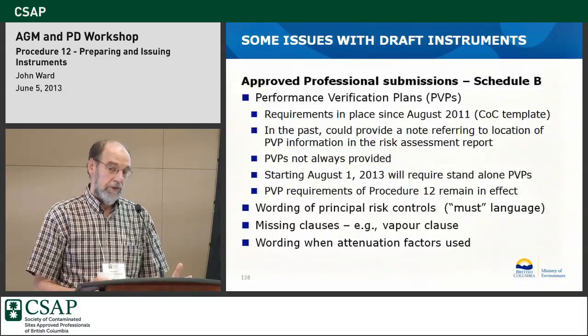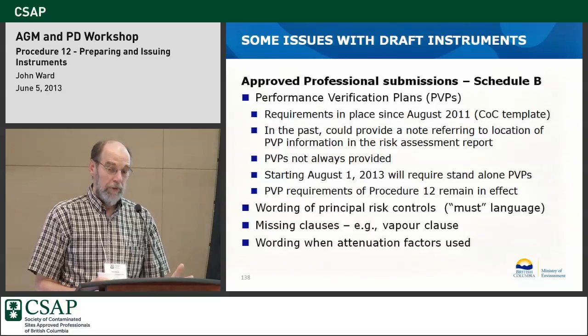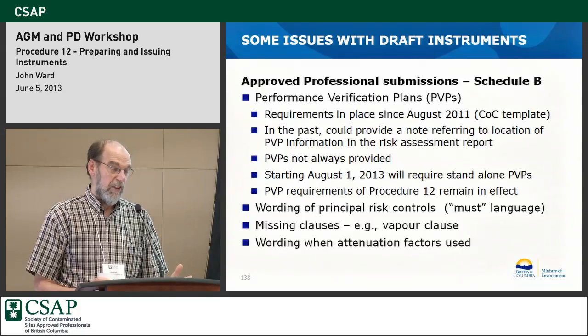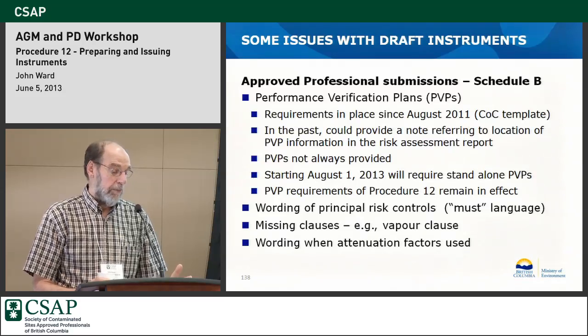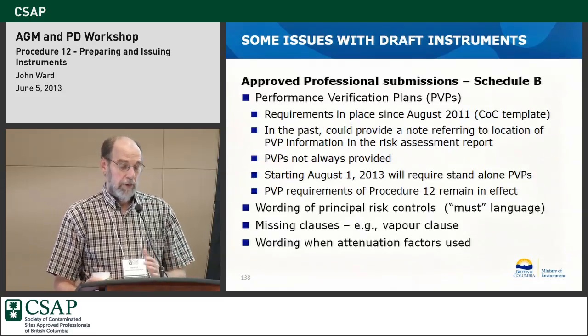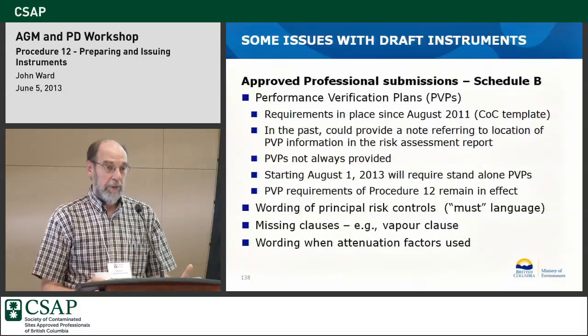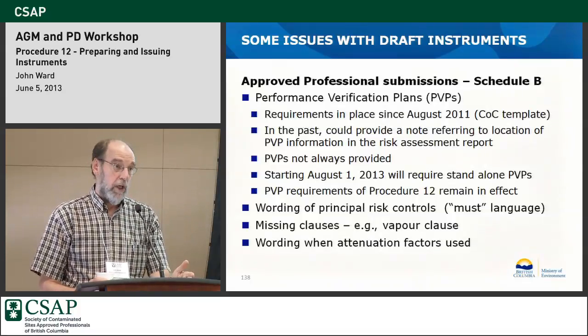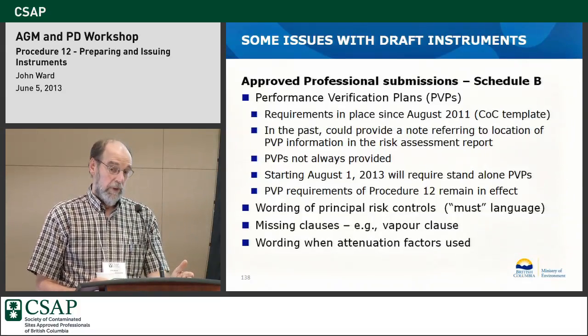Starting on August 1st this year, we're going to be requiring standalone performance verification plans to be submitted as part of the application package. So you've got a couple of months to get used to that. And in the meantime, we still expect these plans to be given to us, but you can refer to them in a different document if you want. So August 1st to date.